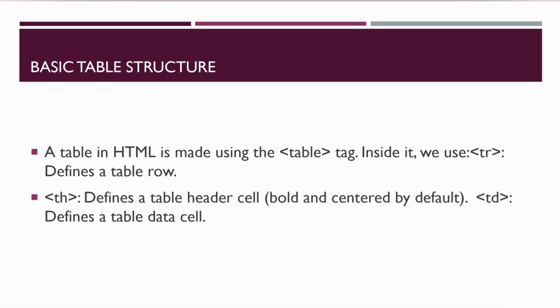A table in HTML is made using the table tag. Inside it we use tr, which means table row. Then th defines a table header cell, bold and centered by default. Next, td defines table data. Okay, let's go to the next slide, where we see the basic structure.